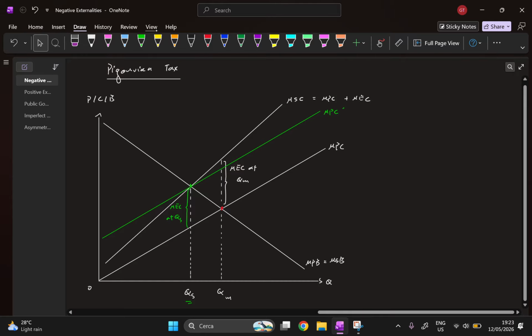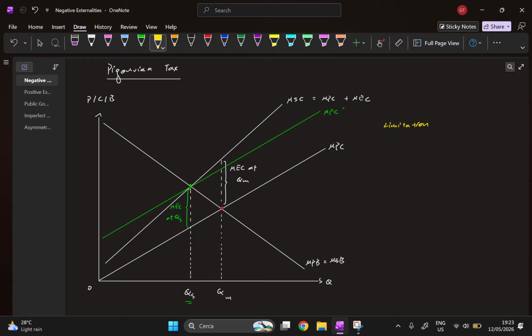But what is the limitation of a Pigouvian tax, therefore? Have you spotted it yet? The limitation of a Pigouvian tax, which is the one that they will ask you to write in exams, is: can you actually quantify for me what is the extent of this MEC at QS? Obviously not. So the limitation is the difficulty of estimating the monetary value of MEC, the external cost to third parties, at the socially efficient output. And this is especially prevalent in cases where you have environmental externalities.